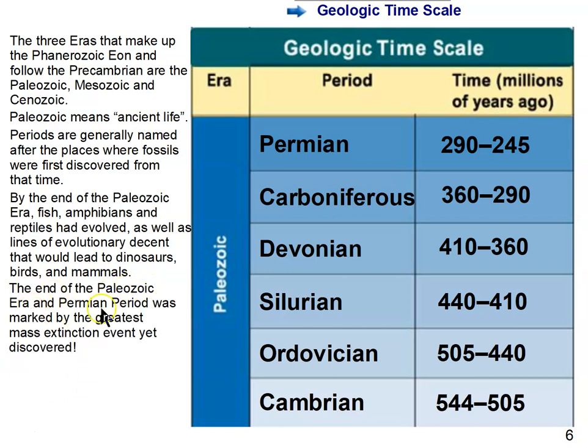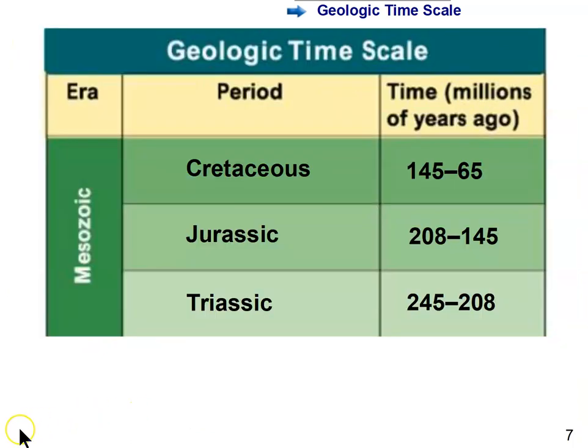The end of the Paleozoic era and the Permian period ended in the greatest mass extinction ever discovered. And we don't know exactly what happened, but it's also referred to as the Great Dying because a huge percentage of the Earth's life died at the end of the Permian period. And we'll be looking at that more specifically later on.